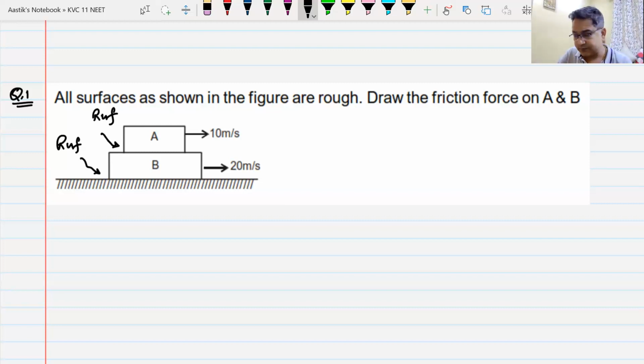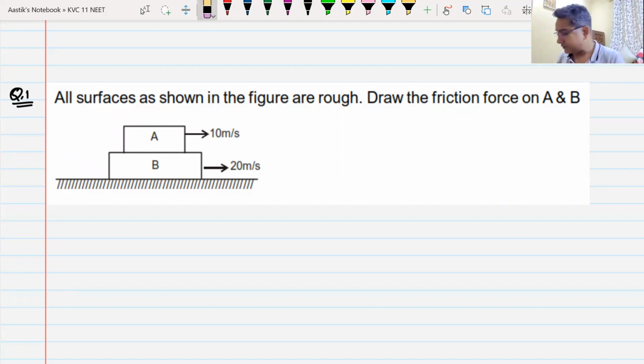Got the answer? Both the surfaces are rough. Have you got the answer? Okay, so how are you supposed to do this?